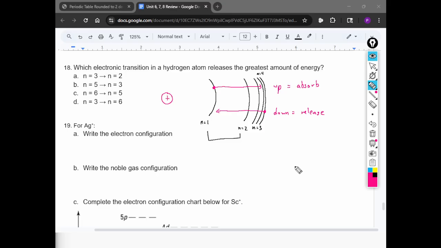So when we look at this problem, it's asking for an electron transition that releases energy. That means we are looking for going from a high number to a low number. Okay, so which option here would not work? Yeah, D would not work because we are absorbing energy here, right? We're going from 3 to 6. We need to absorb energy to do that.